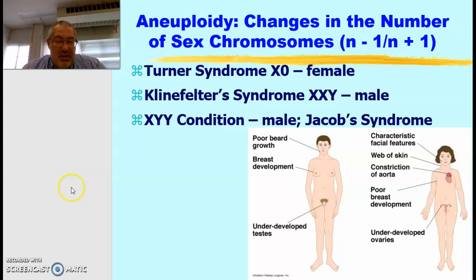There are 3 different sex chromosome mutations. Turner syndrome is a sterile female. Klinefelter's is a sterile male, and they're illustrated in the figure. Jacob syndrome is a fertile male that has a 2n number of 47.